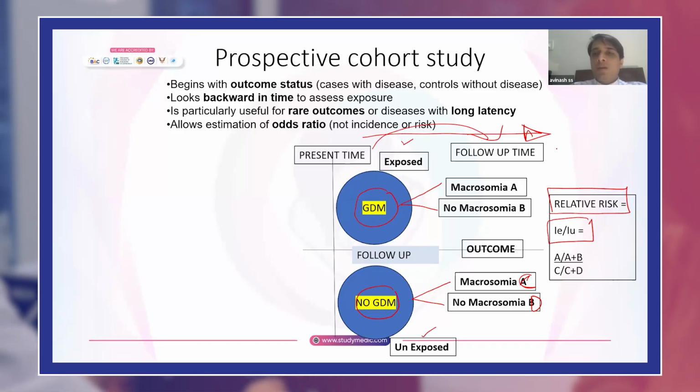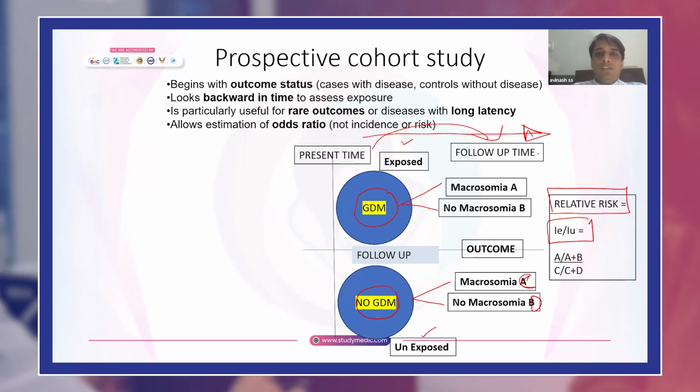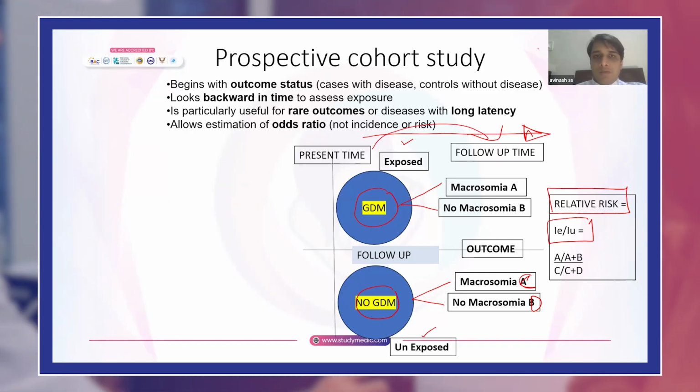Multiple outcomes can be studied in this. It is good for establishing etiology and causation. Even adverse drug effects can be studied using the prospective cohort study design. This is a classical example of a prospective cohort study design.